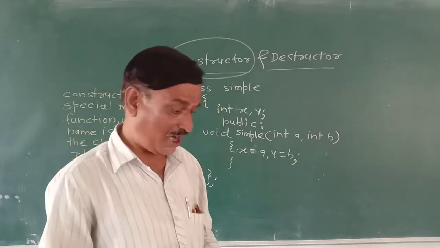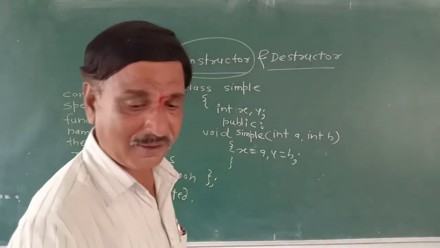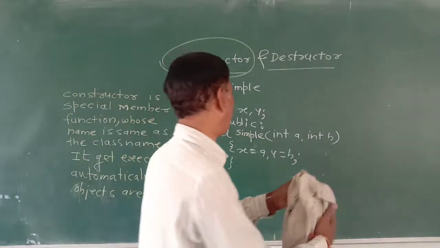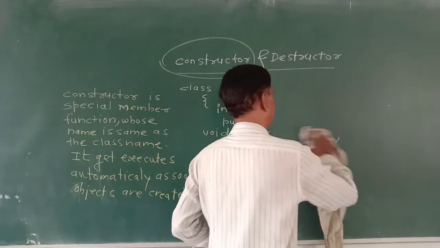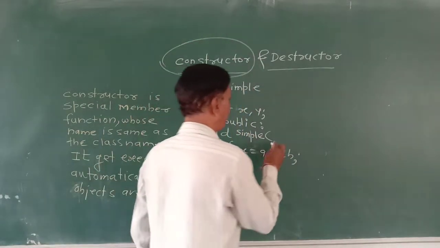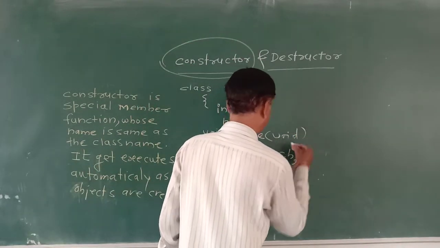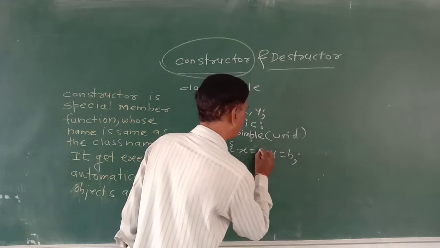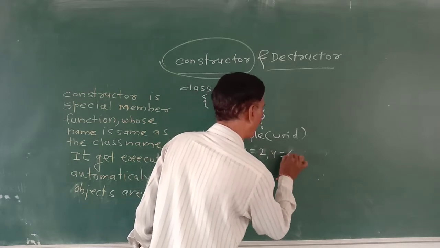Now one more change we are going to do here. We will change the parameters. Instead of that, we will say x is equal to 2, y is equal to 4.